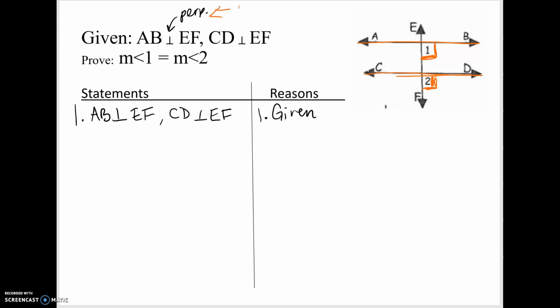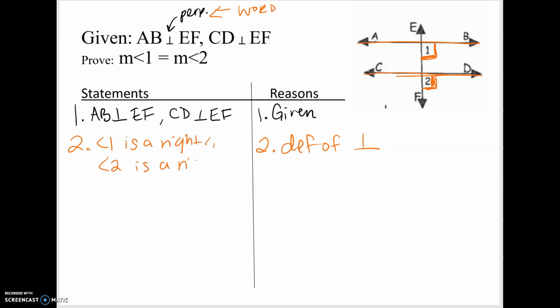So think about this like a word in my given. So step 2 is going to be the definition of perpendicular. Okay, that tells me angle 1 is a right angle and angle 2 is a right angle. Okay, so I've used information from my given. Now if I look at my next statement, I've got some more words.